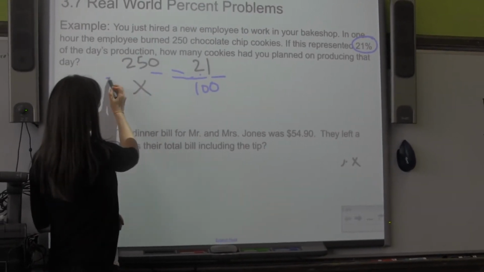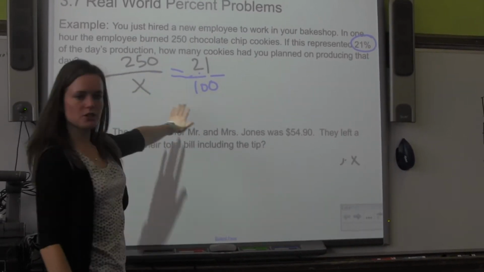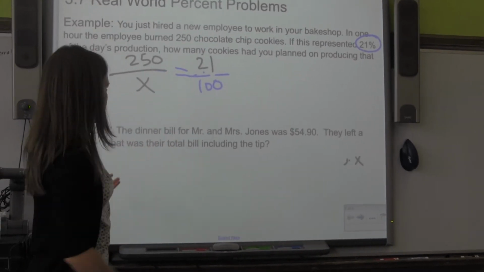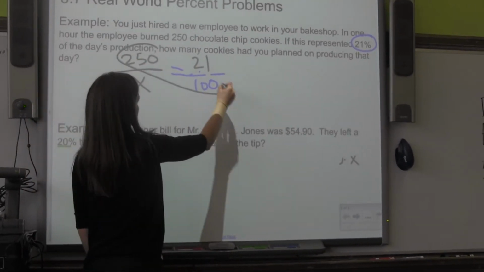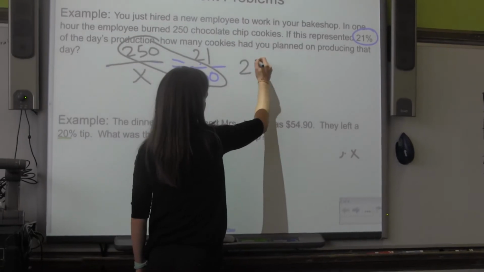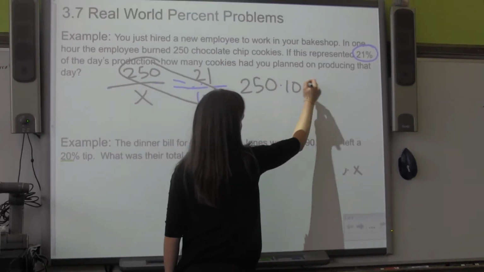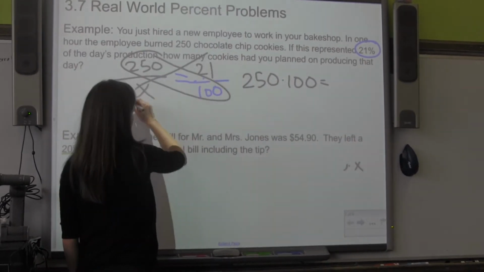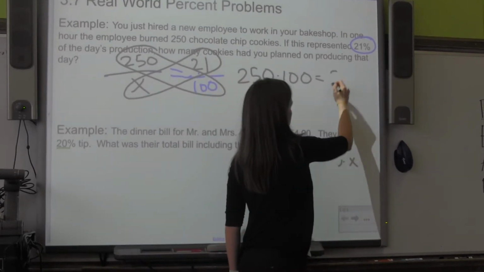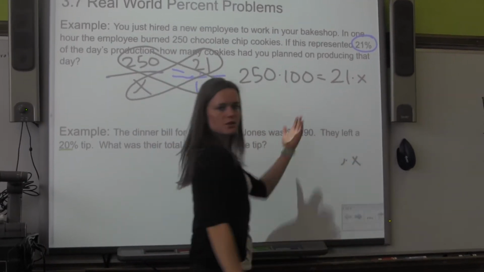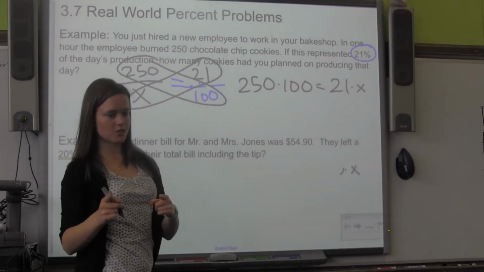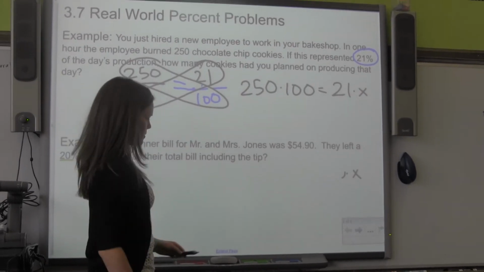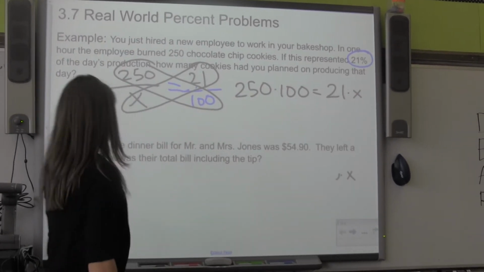All right. So I have this proportion here, and I would just solve it using cross products. So I would take 250 times 100, and I would say that that is equal to 21 times x. I'd simplify that equation and I'd solve it, which I know you know how to do. So I'm not going to worry about that right now. Let's look at our second example.